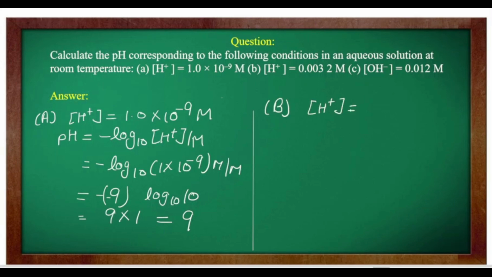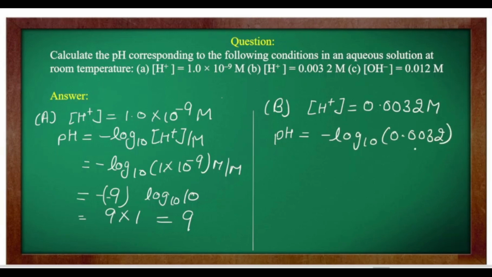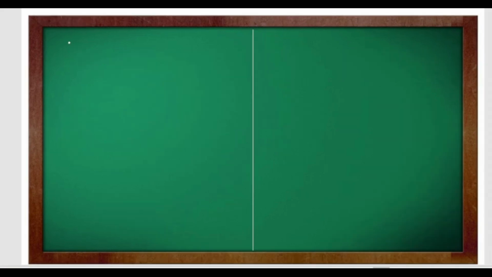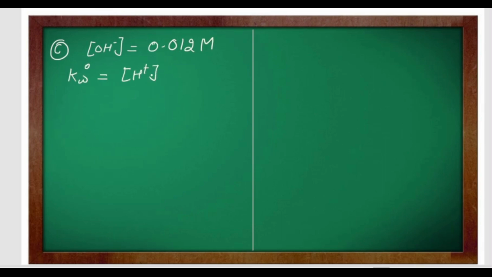In part B, the hydrogen ion concentration is 0.0032 molar. pH is equal to minus log of 0.0032. pH is equal to minus 1.505 plus 4. pH is 2.49. In part C, the hydroxide ion concentration is 0.012 molar.